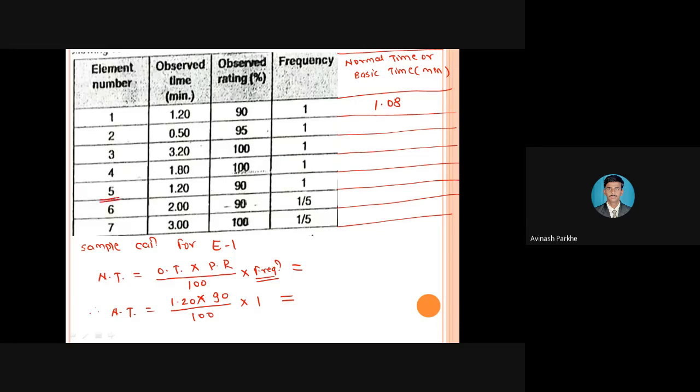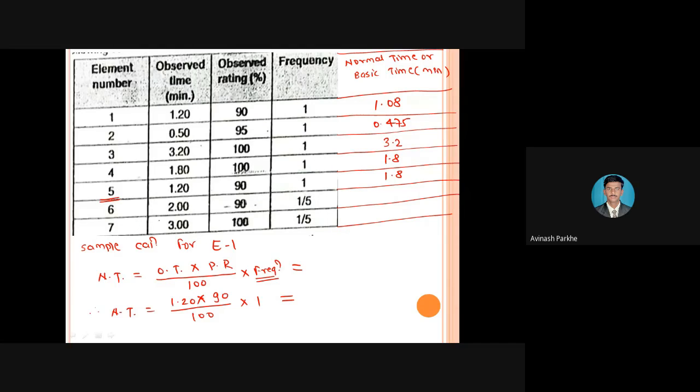Up to element number 5, the frequency is the same and we have to multiply by 1 only, so you will get the same answers. Yes, 0.475. Let us check. Correct. 0.475 for element number 2. Element number 3, again the frequency is the same. Let us check. 3.20. Yes, 3.2. Element number 4, again the frequency is 1. Again 1.8. Correct. Element number 5, again the frequency is the same, 1. How much? Again 1.8, because it is the same, 120 into 90 divided by 100.